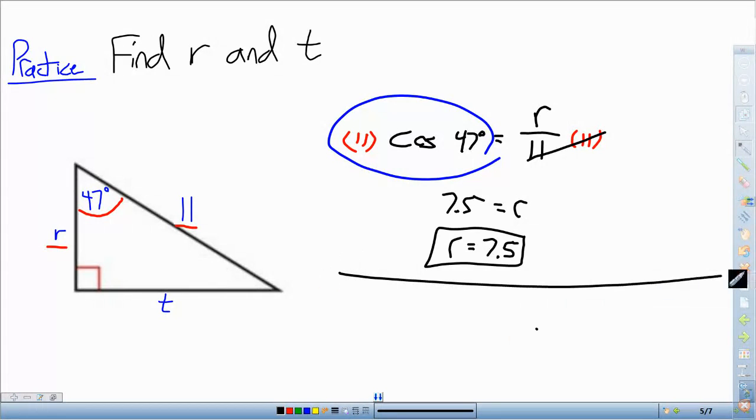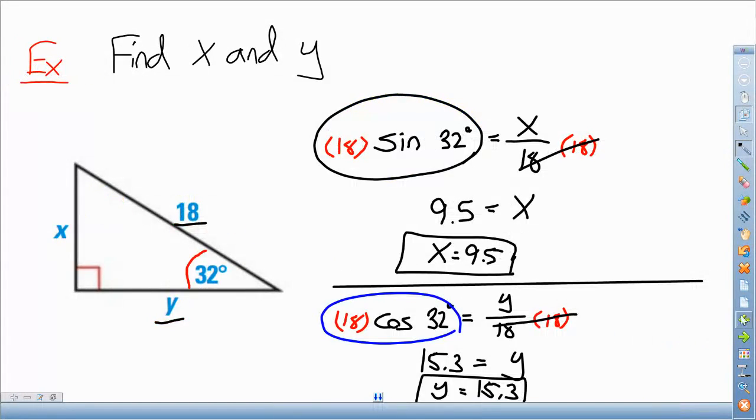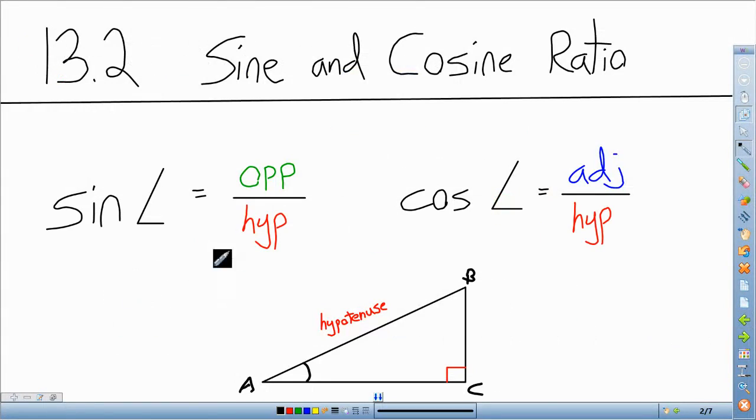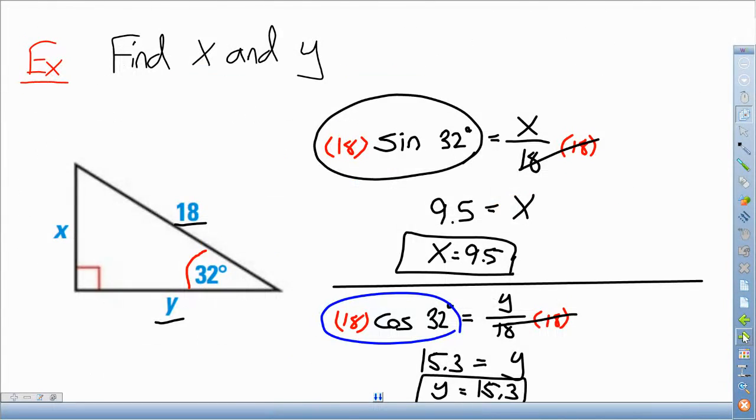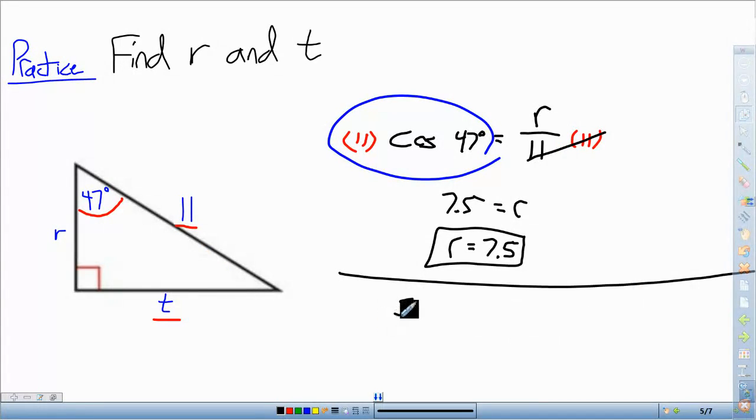Okay, so let's go ahead and do the next one here. We're using the same angle, but now we're going to be finding side length T. So let's figure it out. I noticed that T is opposite our angle, and 11 again is the hypotenuse. So we're using opposite and hypotenuse. Which trig ratio deals with opposite and hypotenuse? Sine. So we're going to use sine to find this side length. Let's write it out. Sine of 47 degrees equals opposite T over hypotenuse 11.